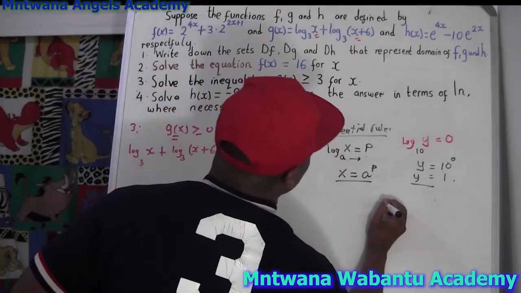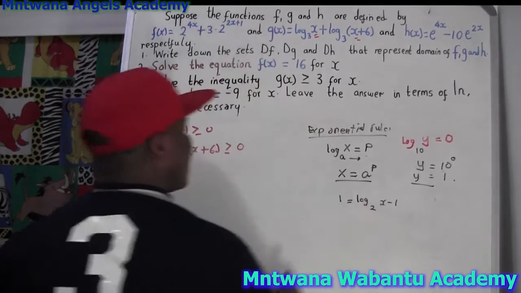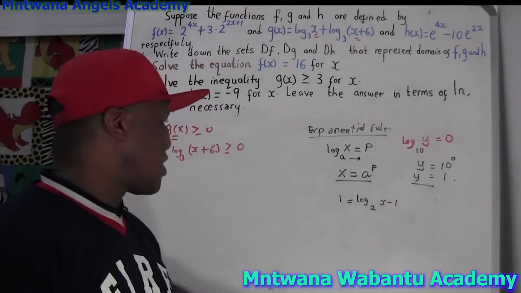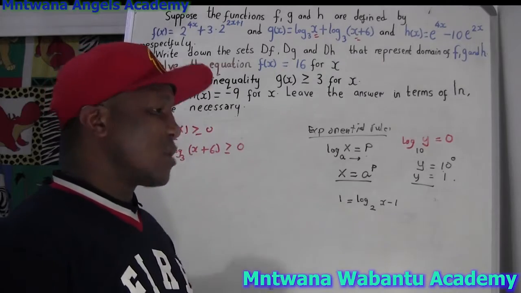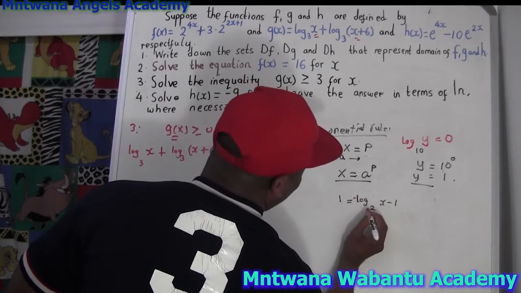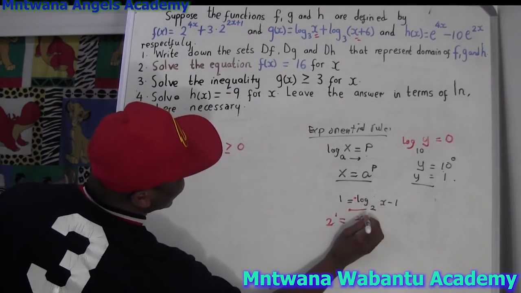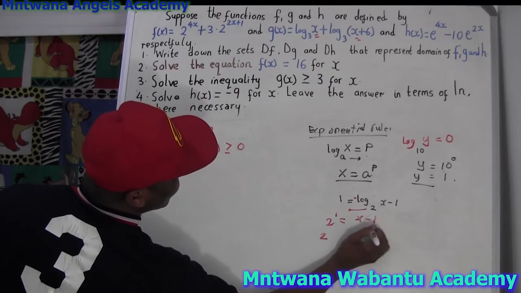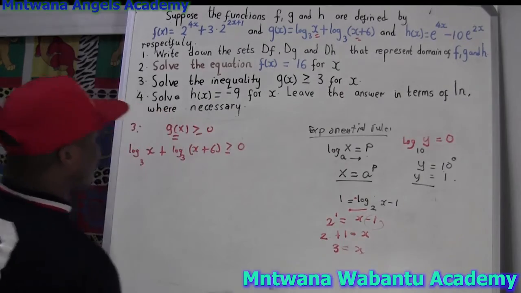Last one for the exponential rule. Somebody gives log base 2 of x minus 1, let's say equal to 1. Can you apply the exponential rule? Yes, we can, because there's a log on one side. So I push the base here. It's going to be 2, and the 1 goes to the top as the power. Here I'm left with x minus 1, and the log disappears. So 2 to the power 1 equals 2. The minus 1 comes over as plus 1 equal to x. 2 plus 1 equals 3, equal to x.